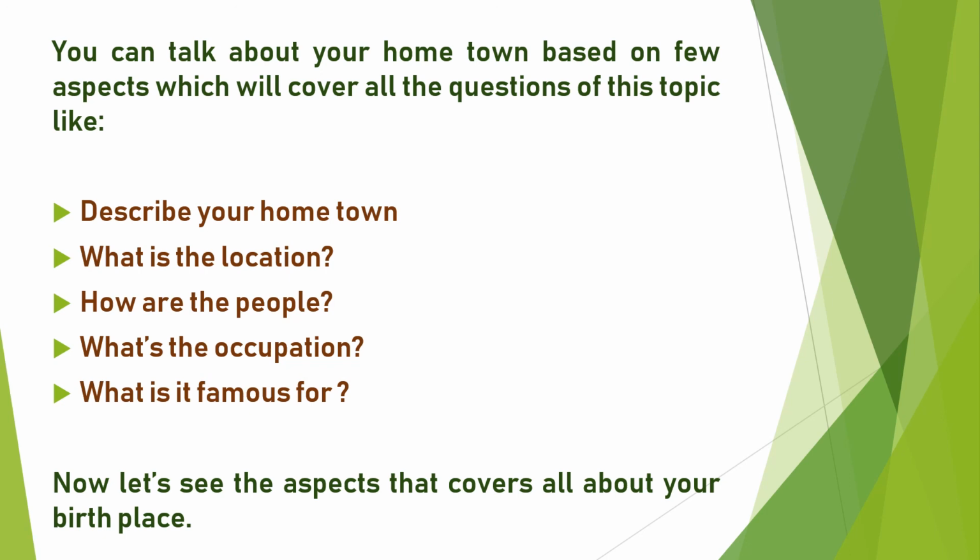Then how are the people? You can describe the character, behavior. What's the occupation? You can talk about the surroundings which result in such and such occupation. Okay, so these two go hand in hand. Then what is it famous for? You can talk about the shopping malls, you can talk about the tourist spots, you can talk about its artifacts, its paintings, or any historical buildings and architecture buildings.